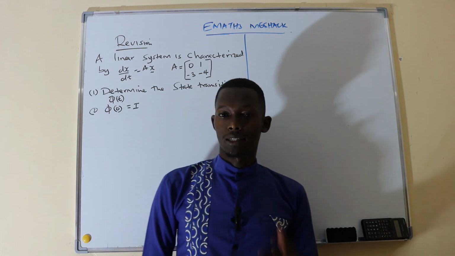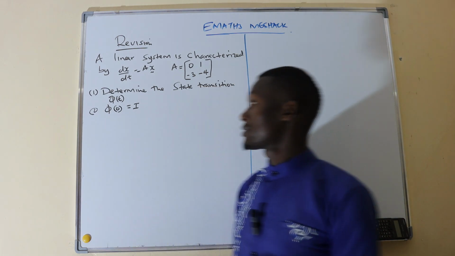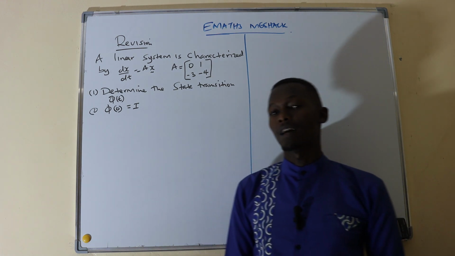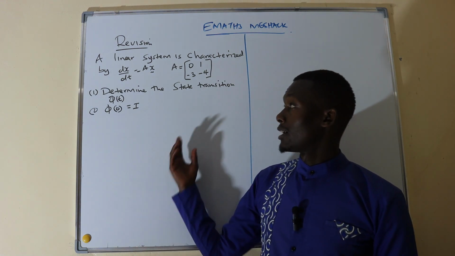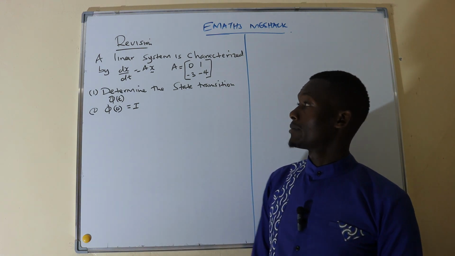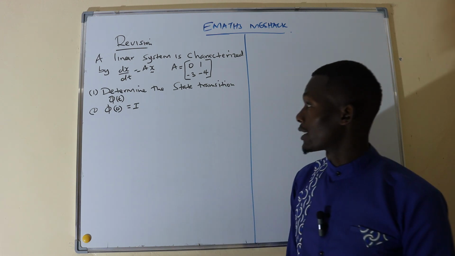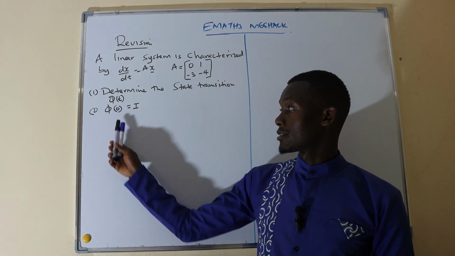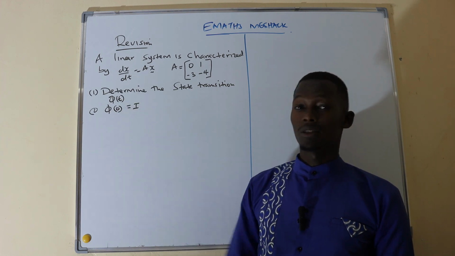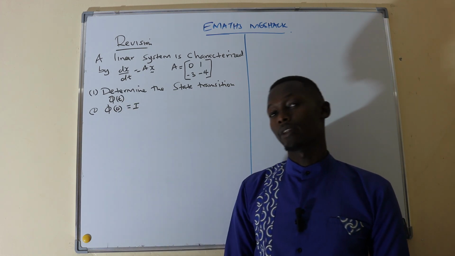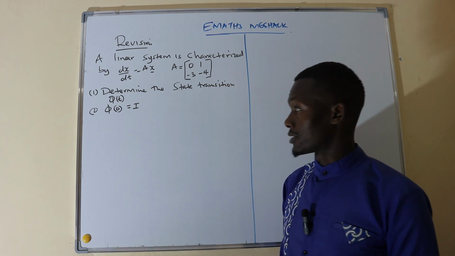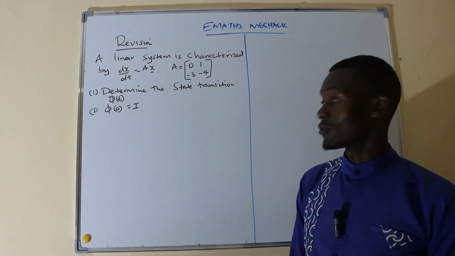Now, today we're going to be looking at something from matrices, that is matrices 2, where we deal with eigenvalues and eigenvectors and all that. Today we're going to be looking at a linear system and how to find the state transition matrix, and also to prove that the state transition matrix where T is zero gives you something called the identity matrix. So the I here just represents the identity matrix. But the question is, how do we start solving this?